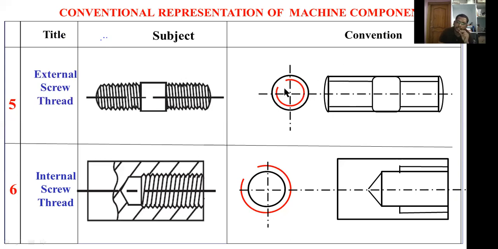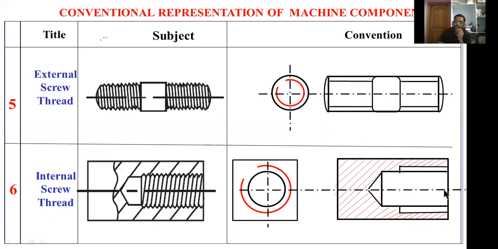In the above figure I am drawing the incomplete circle inside the circle, but here I am drawing the incomplete circle outside the circle. This is the main difference between internal thread and external thread. These hatching lines represent the cutting section.